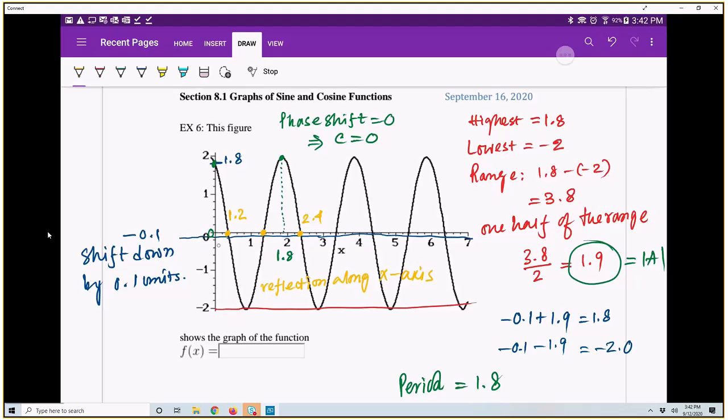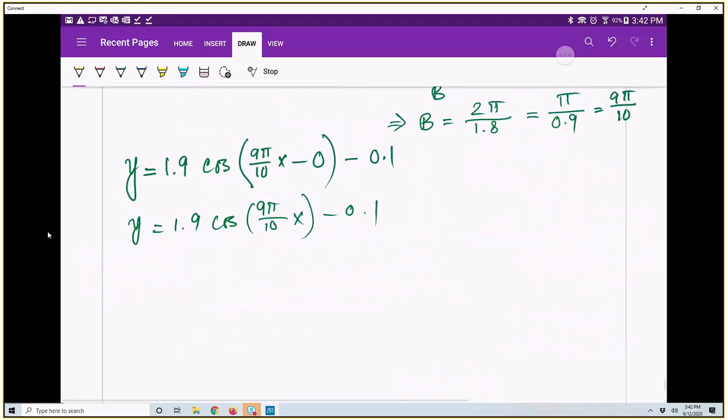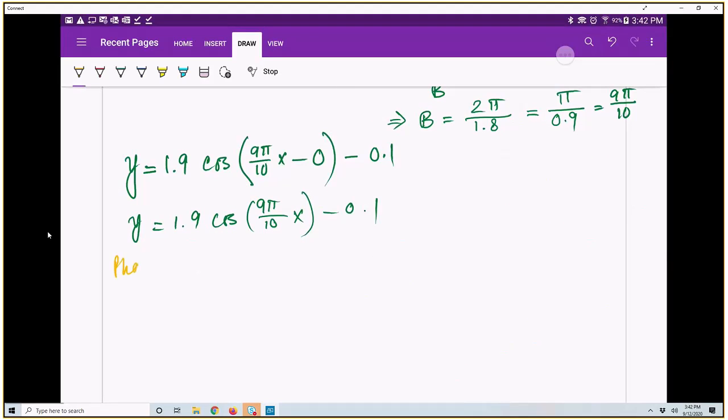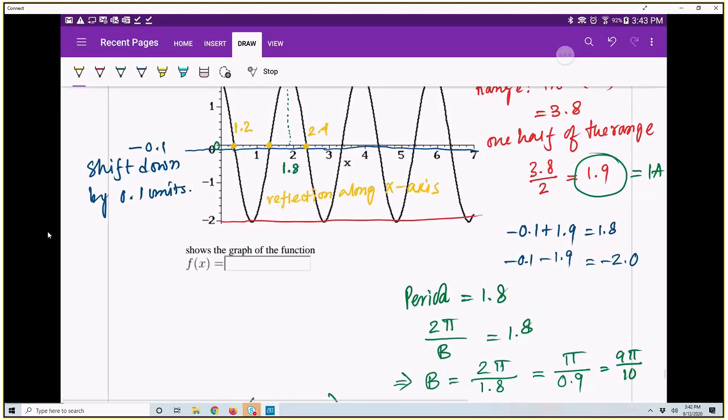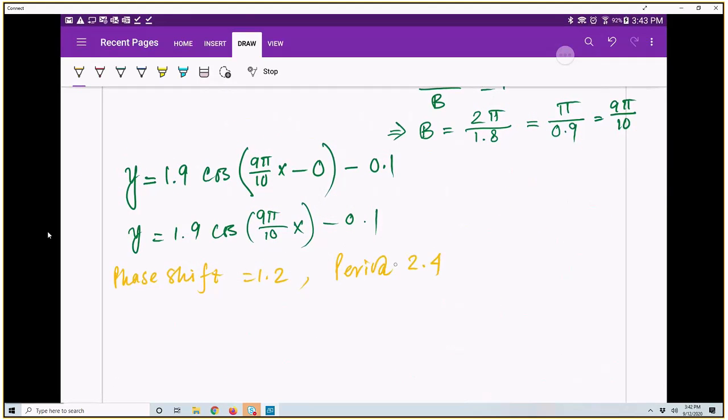So first and foremost, this graph, instead of starting at 0, started at 1.2. So there is a phase shift. So I say phase shift is 1.2. Period, remember the full period, it started at 1.2 and it ended at 2.4. So it's 2.4 minus 1.2, and that should be equal to 1.2. I also know this is a reflection along the x-axis, so output should be from positive to negative.